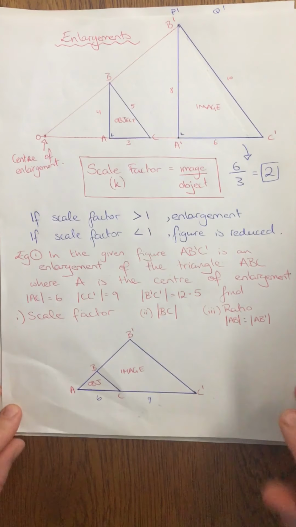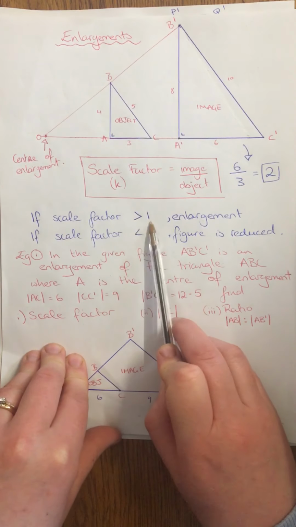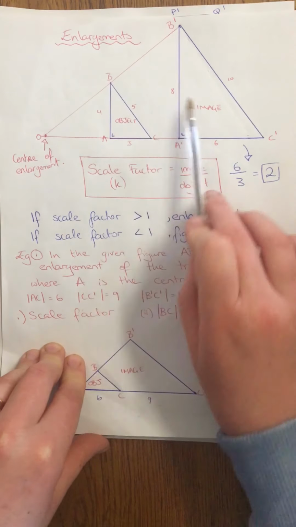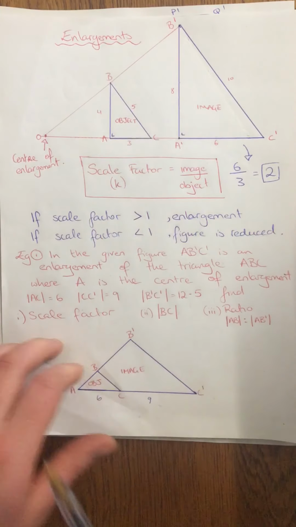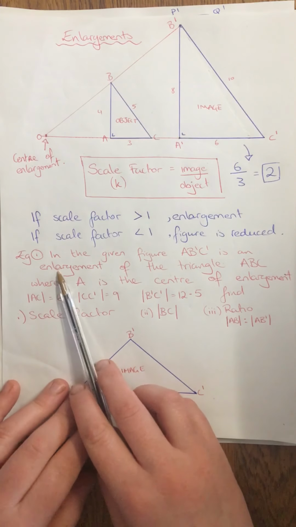If your scale factor is bigger than 1, it's an enlargement, you're getting bigger. If the scale factor is less than 1, your figure is going to be reduced. We're bigger than 1 here, so we're getting bigger. So we'll just go through an example.